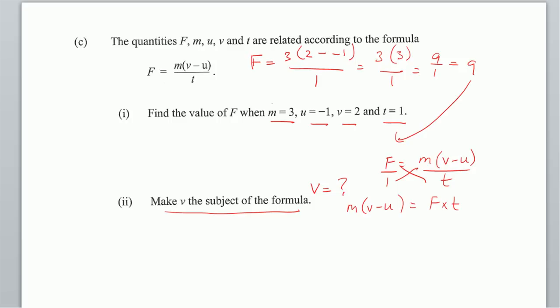Now I want to make v the subject of the formula, so I should get rid of this m here. So if I divide both sides of my equation by m, I will end up with Ft over m, and therefore v will now be equal to Ft over m plus u. Right? So we made v the subject of the formula, and v is equal to Ft over m plus u. Okay? So that's it for question 2 of the May 2018 paper.